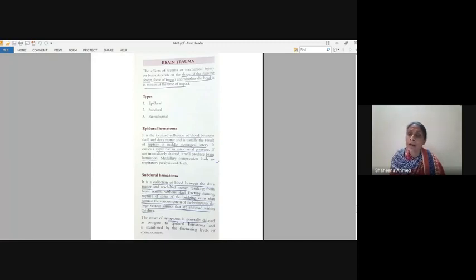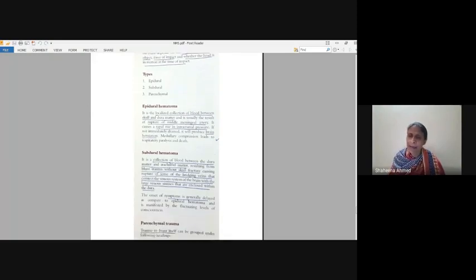Now, this becomes very important because if somebody comes at you and suddenly raises a stick or something and tries to hit you over the head, you immediately swing your head towards the side to avoid it. So sometimes this movement can affect the severity of the blow. If you are vigilant and you are able to escape the main impact, you can escape from a very severe injury. Now, the types can be epidural, subdural, or parenchymal injuries.